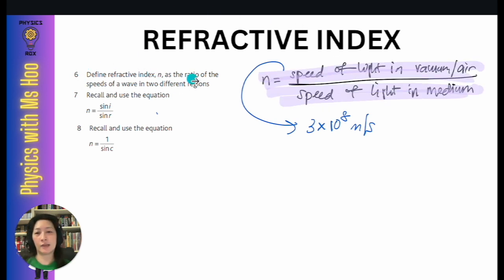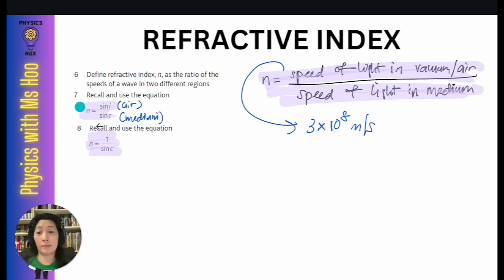in terms of calculating this refractive index. Remember that the value of n is the same whichever equation that you use. If you were to use n equals sine i over sine r, you would get the same value for the same medium. For example, if you're counting in glass, then this n for glass would also be the same, and likewise for the 1 over sine c formula. Remember that when using the sine i over sine r formula, because we are comparing the medium against air, you always put the angle in air at the top and the angle in the medium at the bottom.